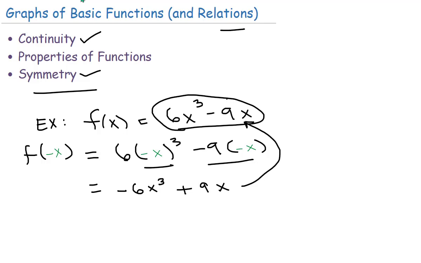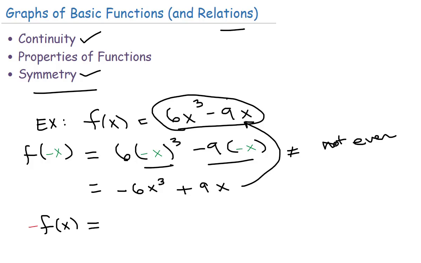And so that means that since these are not equal, this is not going to be even. Because if you recall, even meant if I plugged in a negative x, it's the same output as if I plugged in a positive x. But now, remember what it meant to be odd. Odd said if I had a negative on the outside of the function, so if I had negative f of x, then it's the same as if I had a negative x plugged in.